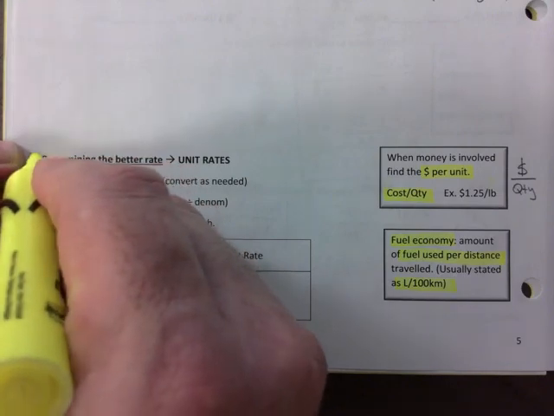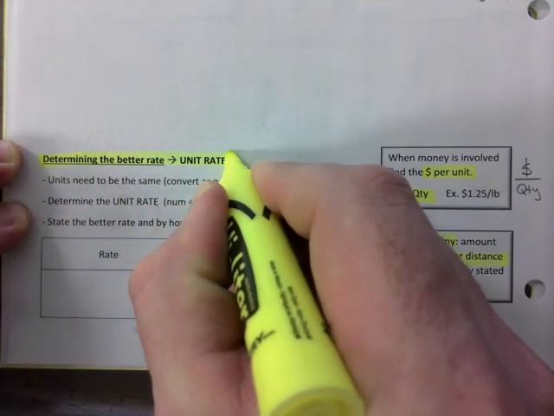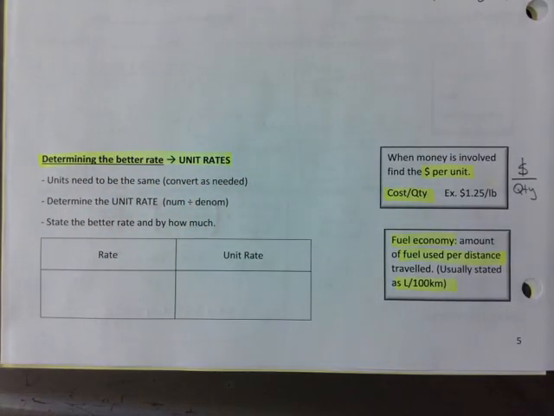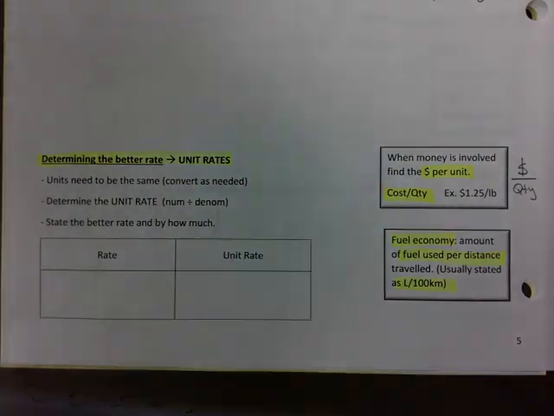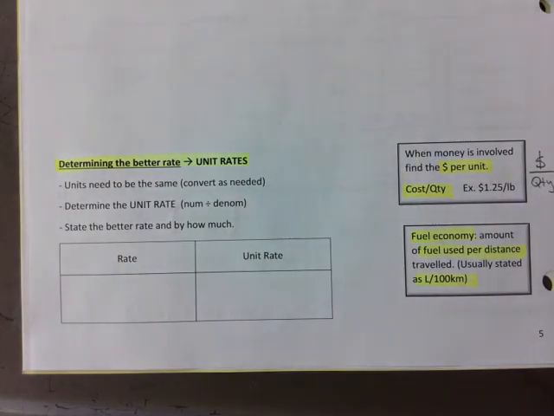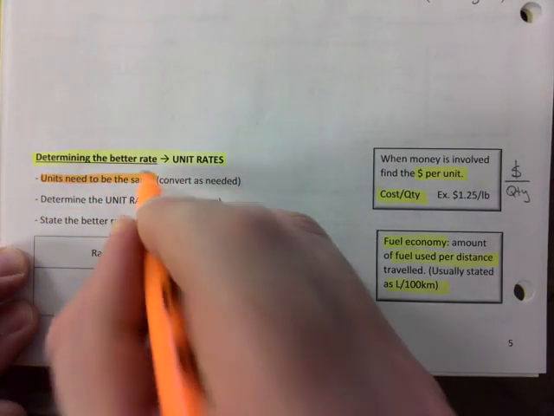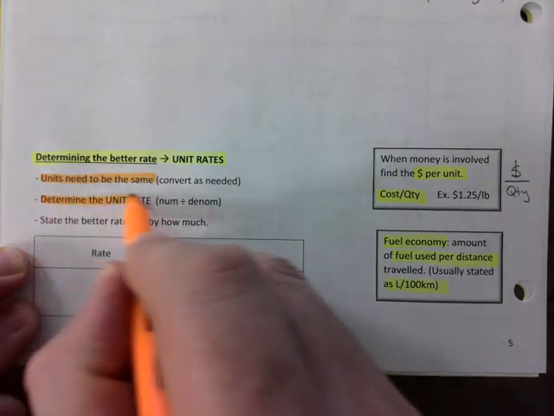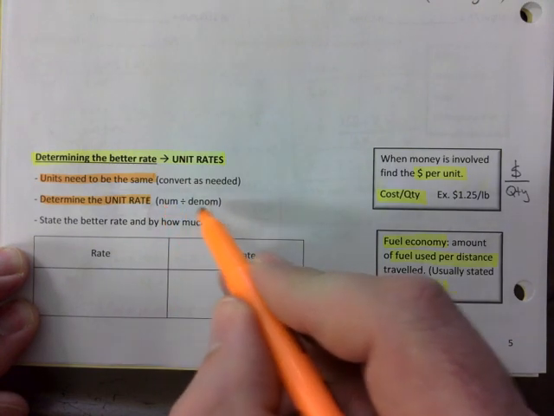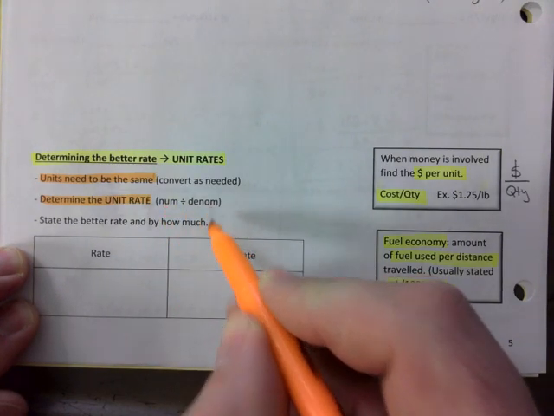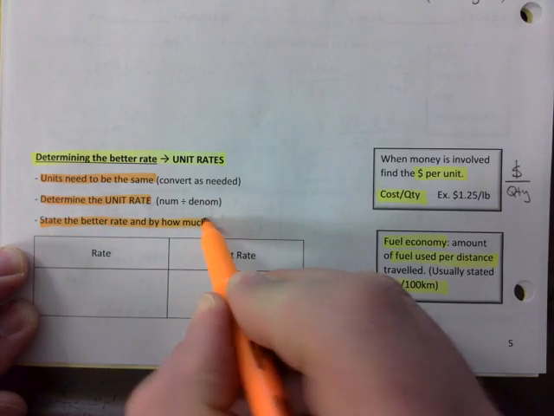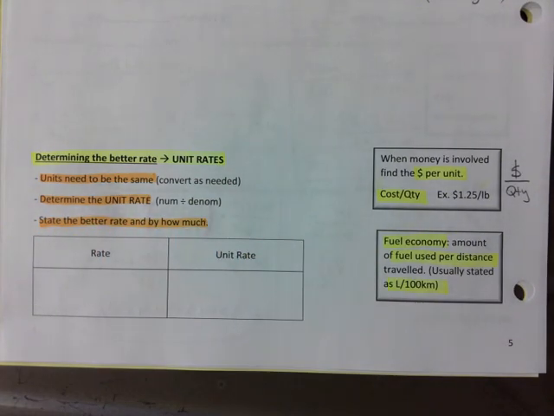And here's a new concept. Determining a better rate: convert to unit rates. Units need to be the same. Maybe I'll use a different color here to emphasize that point. Units need to be the same. Determine the unit rate: you go numerator divided by denominator. Then state the better rate. And usually I'm going to ask you by how much. By how much is this one better than the other?